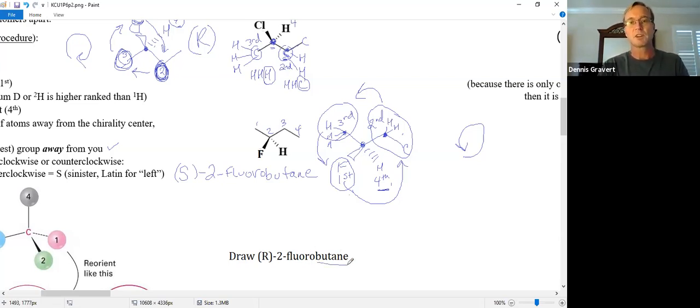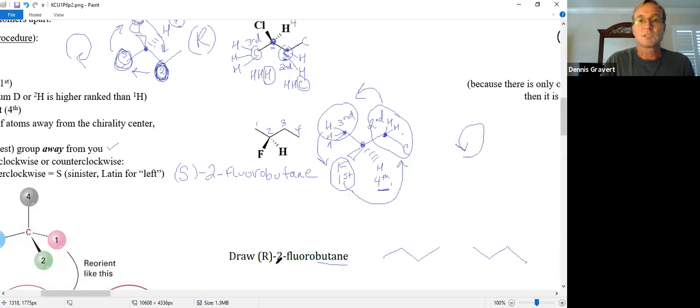I would begin by drawing it backwards. Sorry, read the name backwards. Start at butane. 1, 2, 3, 4. And then someone else might zigzag it this way. 4. And I'll do it 2 ways, just to compare and contrast.